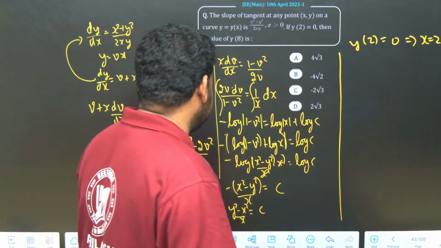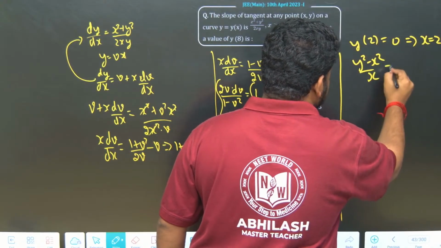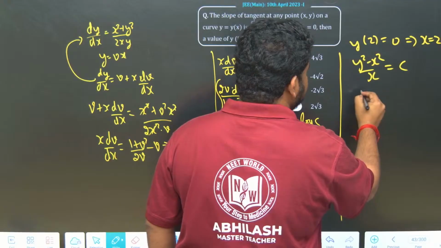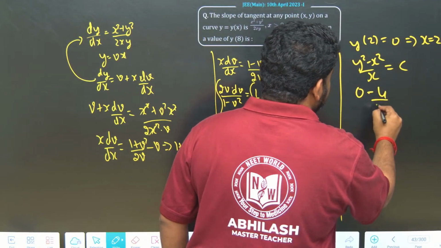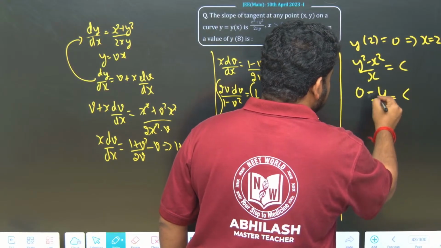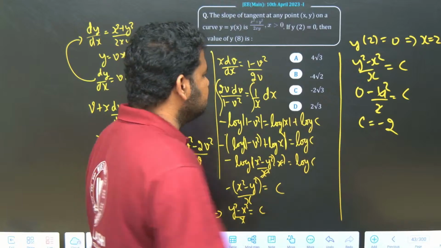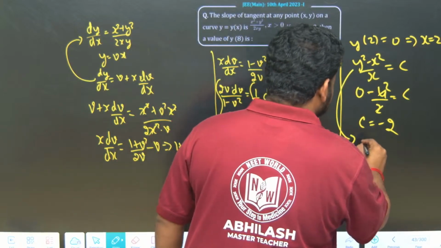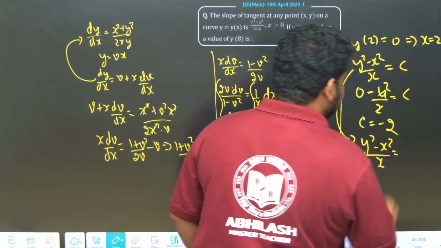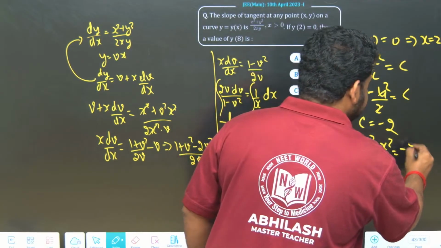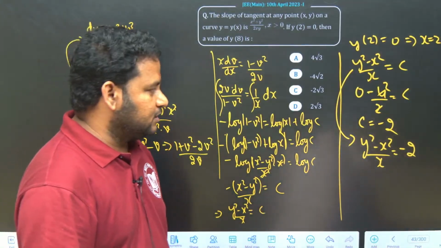So I have to put the value here. What I got here: y square minus x square by x is equal to c. So y is equal to 0, and when x is equal to 2, that will become minus 4 by 2 is equal to c. So c is equal to minus 2, I got. So this equation will become y square minus x square by x is equal to c, and the value of c is equal to minus 2. Got it?